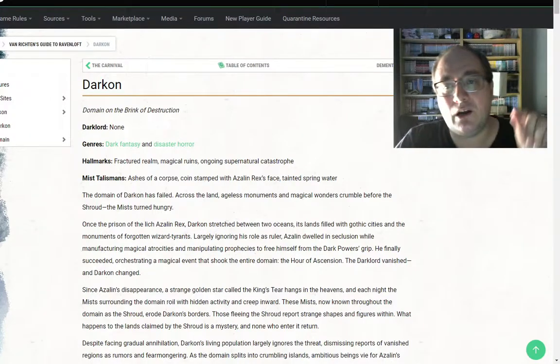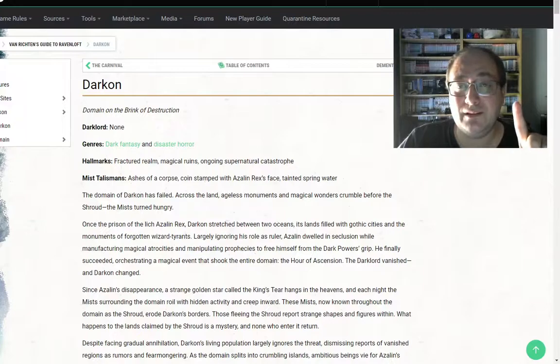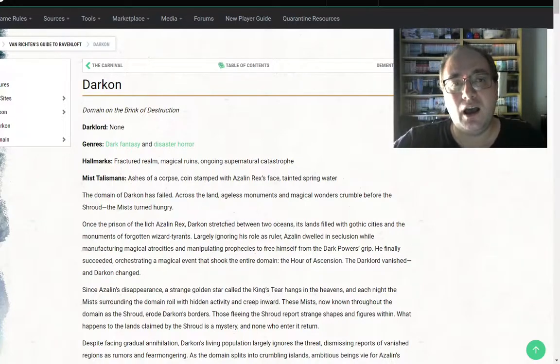Now, what happens in Darkon is that Azalin escapes. Maybe. Because it's up to you as a DM, and there are tools for it down below, to decide what really happened. And this is the grand mystery of this domain. This is why I think this domain is one of my favorite, maybe my most favorite domain, because you can do so much with it. You can set a campaign from level 1 to level 20, all in this domain. And it's going to be a ton of fun, in my opinion.